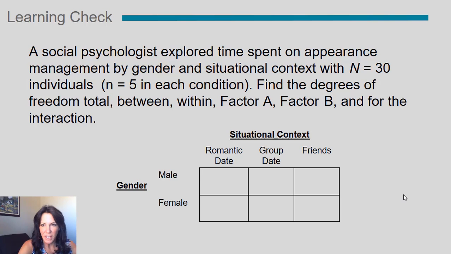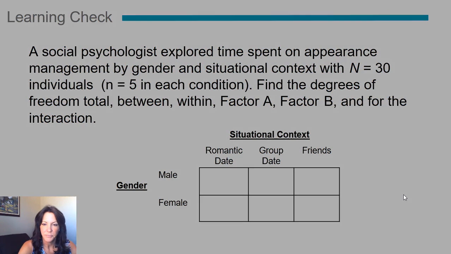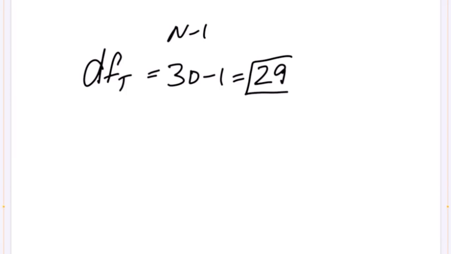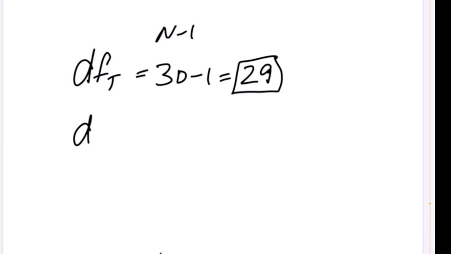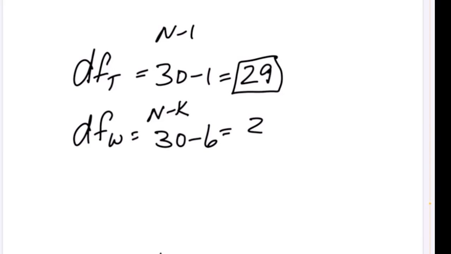So let's do the first set of degrees of freedom for stage 1. I'll start with degrees of freedom total, which is equal to n minus 1. So 30 minus 1 gives us a degrees of freedom total of 29. Next, I'll go to degrees of freedom within, which, as a reminder, we could add up the degrees of freedom for each individual group, or we can say n minus k. We have 30 people in the study. We had 6 different groups. So our degrees of freedom within is 24.